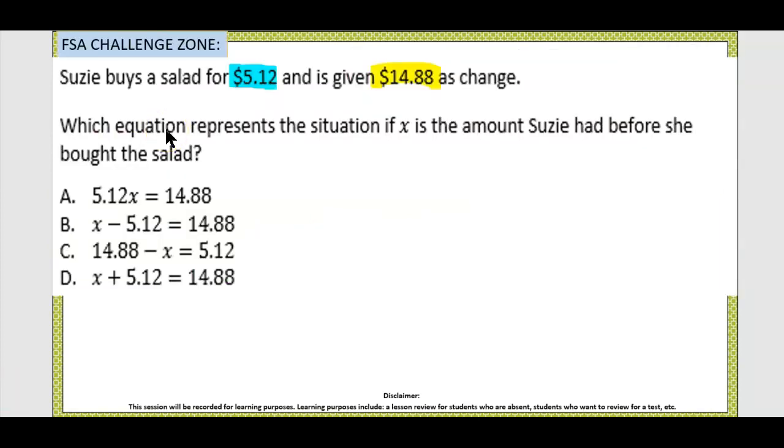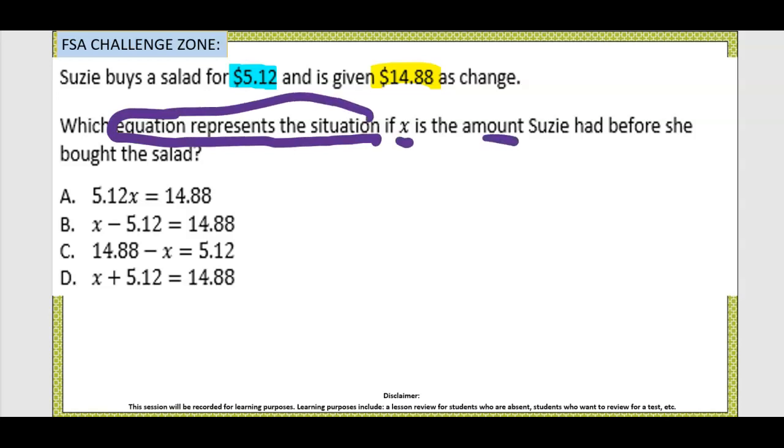Okay, I already started color coding here. Susie buys a salad for $5.12. And then she's given $14.88 as change. They want to know how much money she had to begin with. Well, that's not what they want to know. They want to know what the equation is. They want to know what's the equation that represents what she would have. Which equation represents this situation, if X is the amount of money she had before?